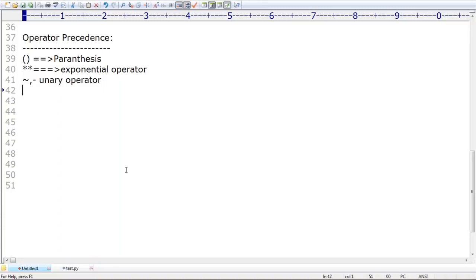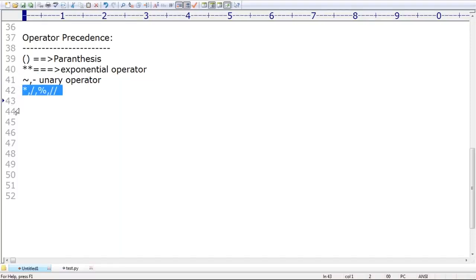Next, the multiplication operator, the division operator, the modulo operator, and floor division get the next level of priority. These are arithmetic operators, but exponential gets the highest priority in Python. Exponential means the power operator, a power b, which we already covered.